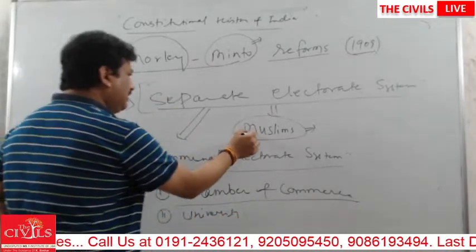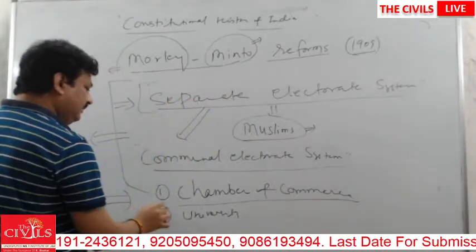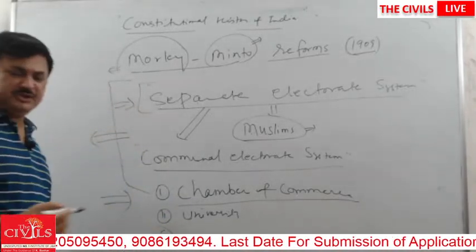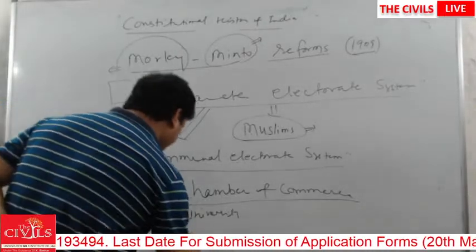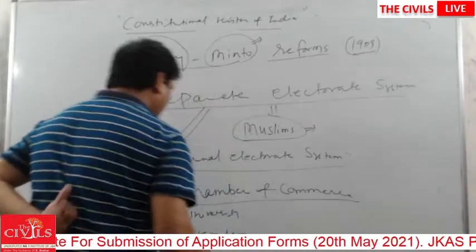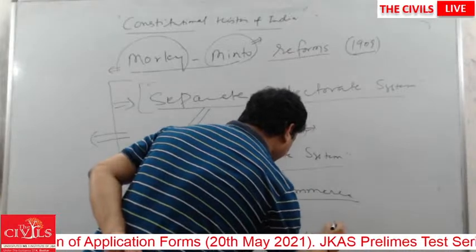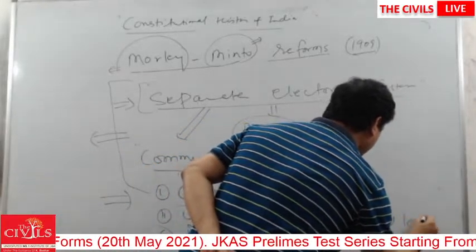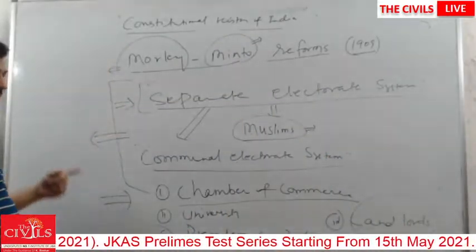Communal election was only for Muslims, but a separate electoral system was also given to the Chamber of Commerce, universities, presidency corporation, and the landlords. Presidency corporation, and the fourth was landlords. So the separate electoral system was introduced.